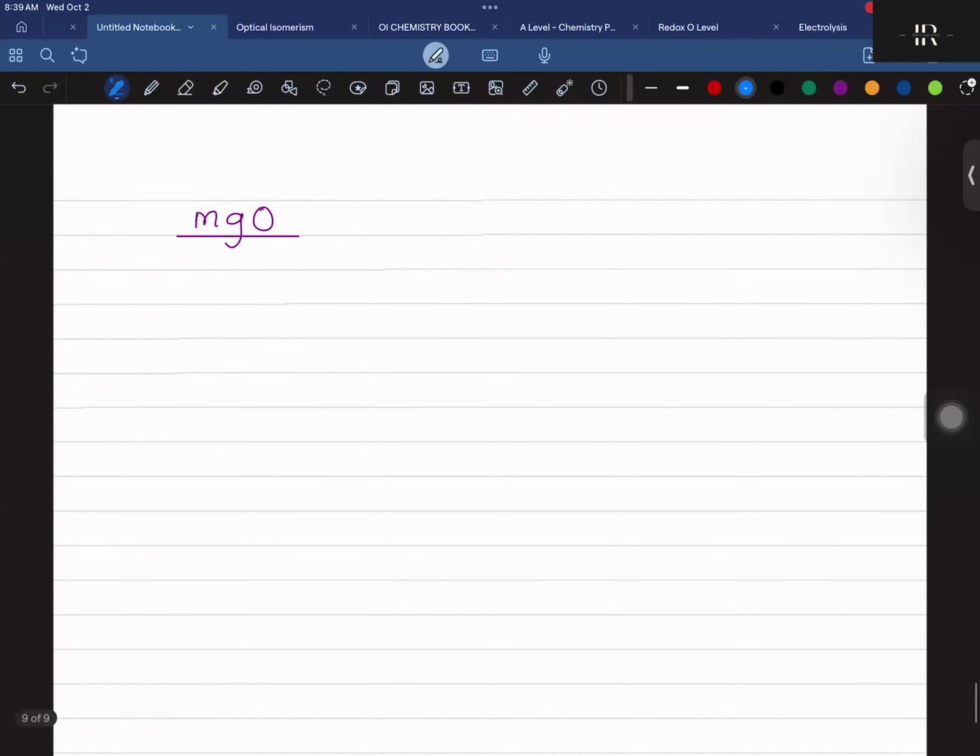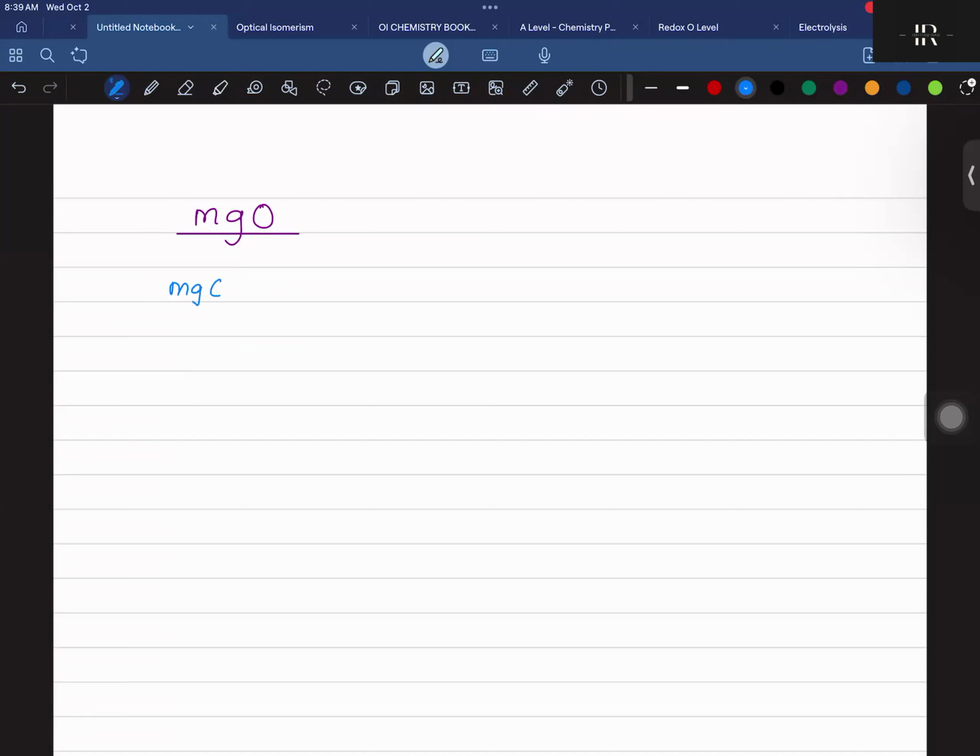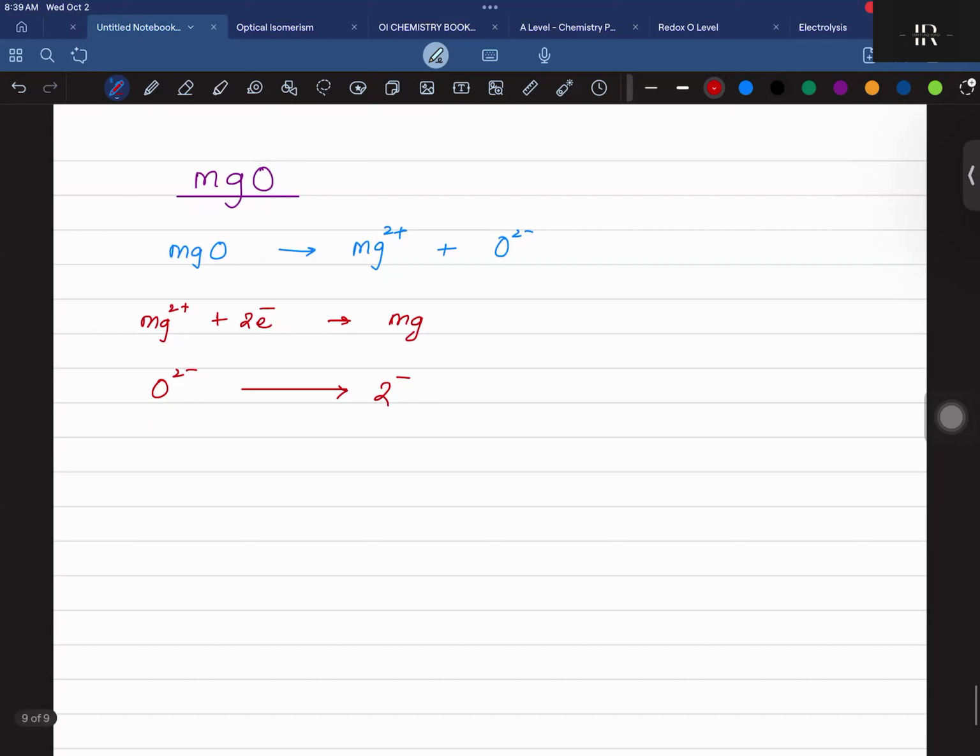Okay, so you did just like that. First of all, you have provided electricity to this compound. So your compound has broken down into these ions. Then the magnesium 2 plus ion will go towards the cathode, will gain 2 electrons and would form Mg. And this O2 minus will go towards the anode. It produces 2 electrons. Okay, then O2 minus is losing 2 electrons to become what?